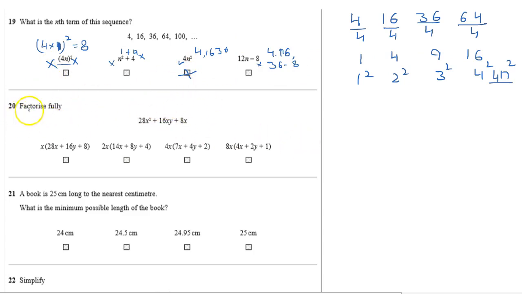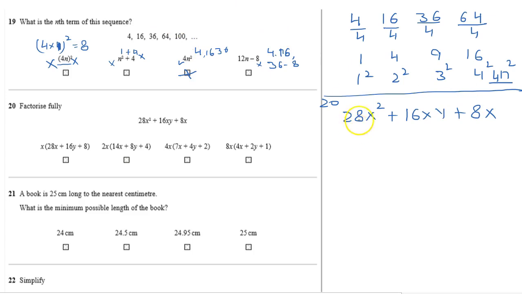Next question, factorize fully. Question number 20 is 28x square plus 16xy plus 8x. Now just write the factors of this. Let me write in a different way so that you don't get confused between x and multiplication. Let me use a dot for the multiplication. So 28 can be written as 2 multiply 2 multiply 7. 7 times 2 is 14 times 2 is 28, and x square can be written as x and x.